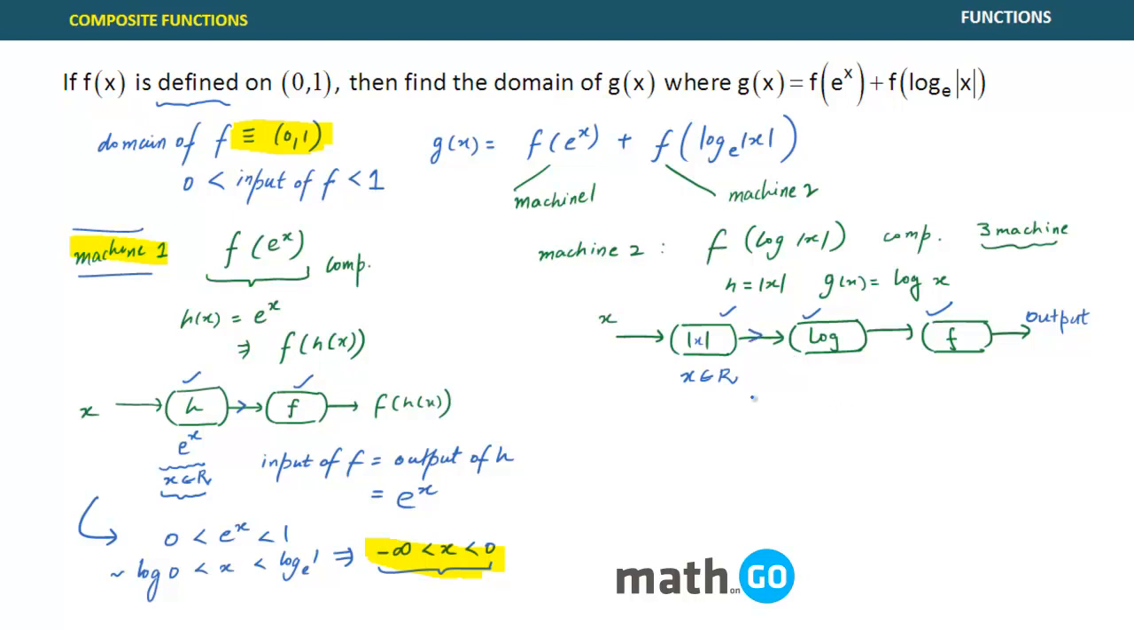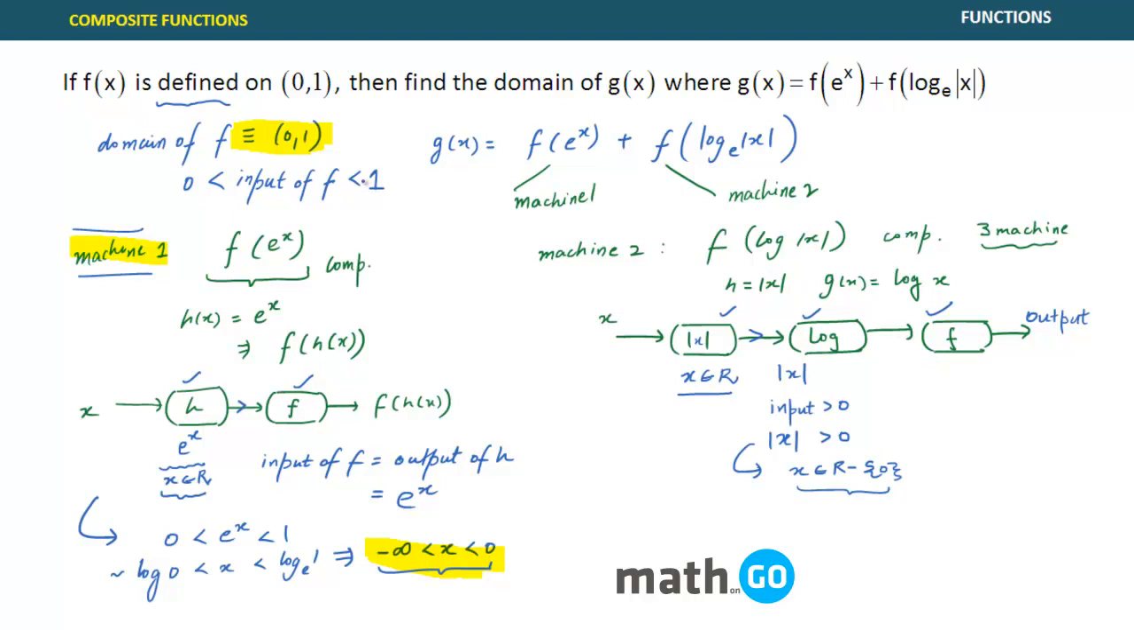What is the input of this machine now? For this, the input becomes mod x. What is the condition that log works on? Log says that my input should be greater than 0. Here input is mod x, right? So you want mod x to be greater than 0, which is true for every value of x except 0. Very important step, right? So it will work for every value of x except 0, because at x equal to 0, mod x will return 0 and the log machine will not work at x equal to 0. Okay, so now we have talked about two machines. The first machine works on this, the second machine works on all values of R except 0.